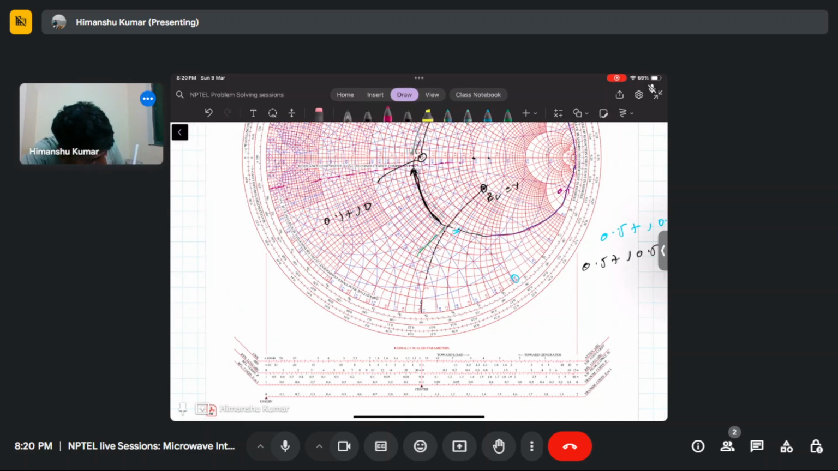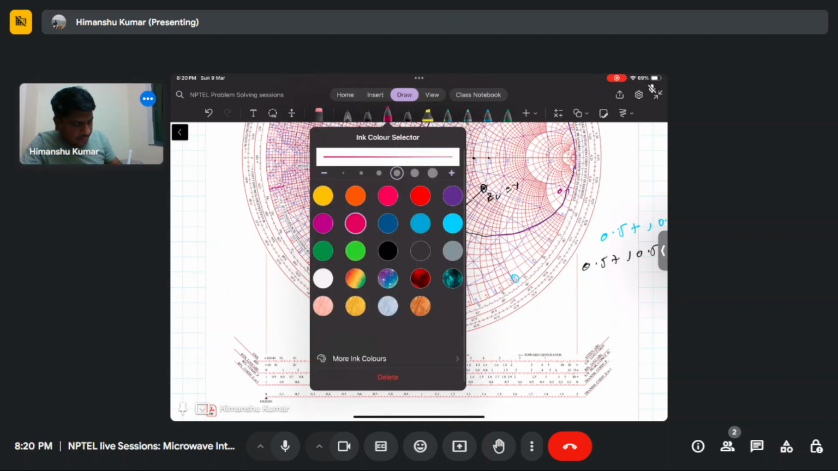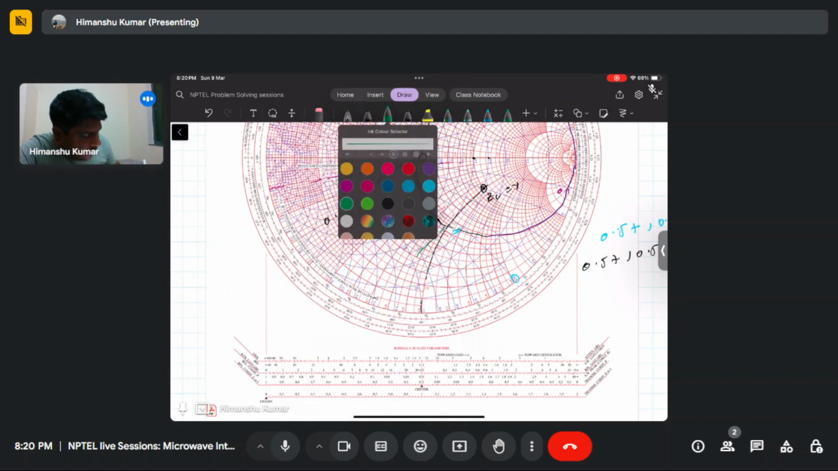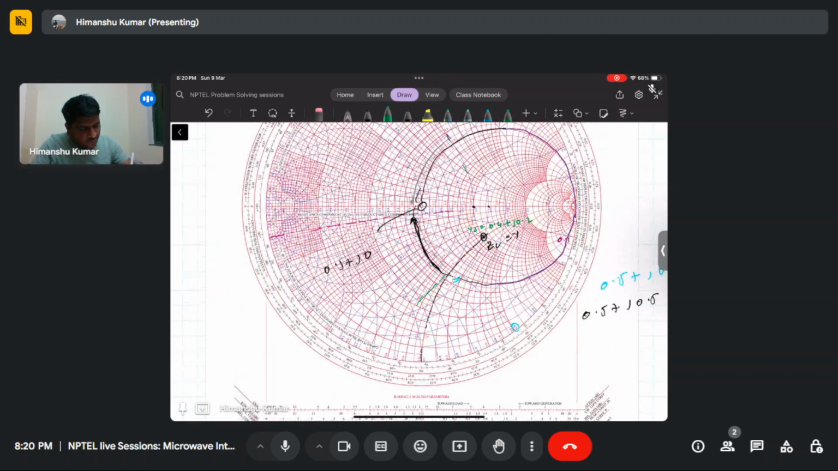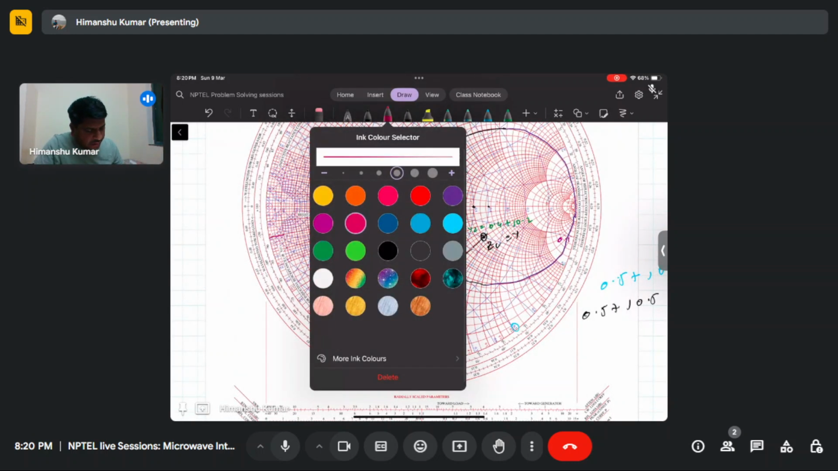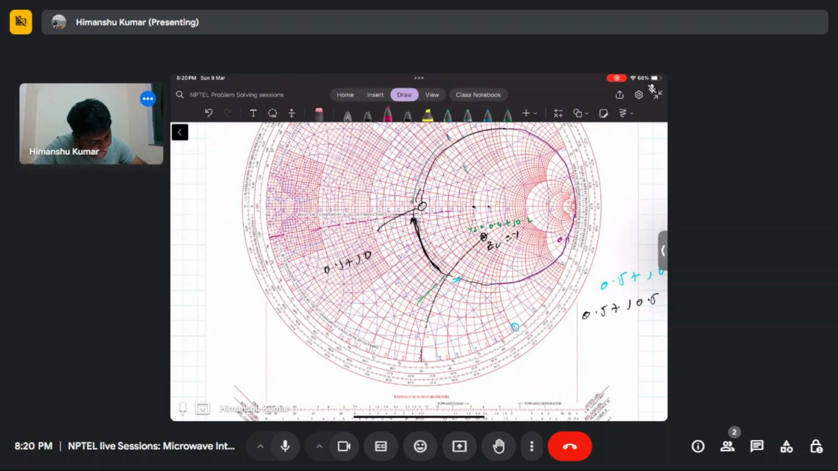Then 0.2, this is the 0.2. Then you are at this point, which corresponds to 0.4. So YL equals 0.4 plus j times 0.2. This point corresponds to 0.4 plus j times 0.2. Now, if we move along the constant admittance circle, we will move along this line.